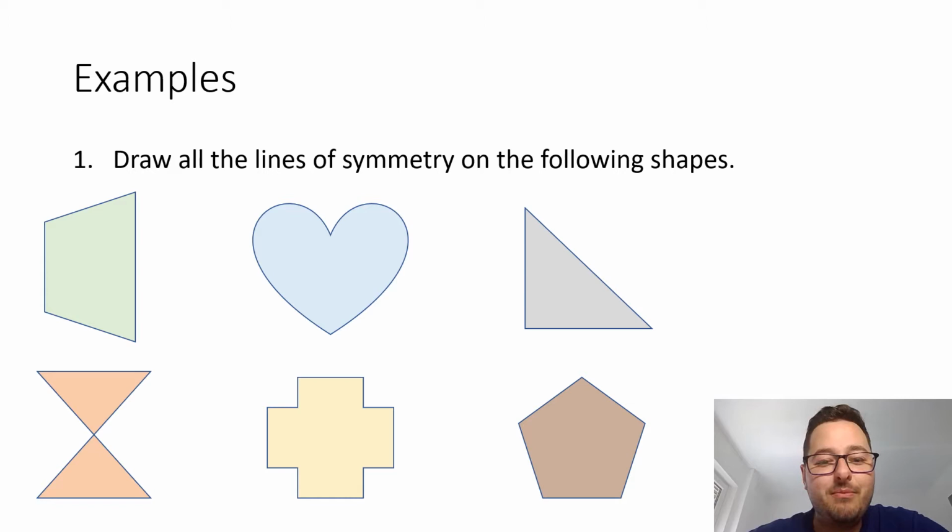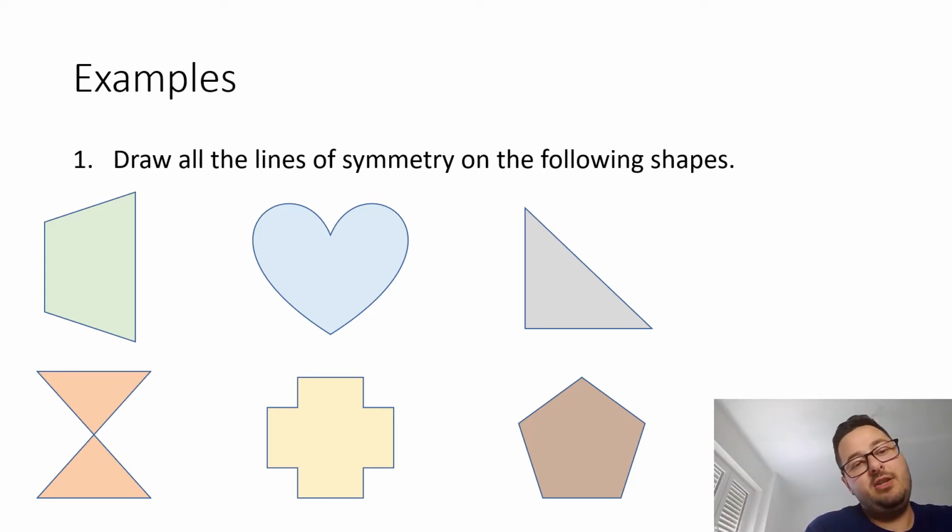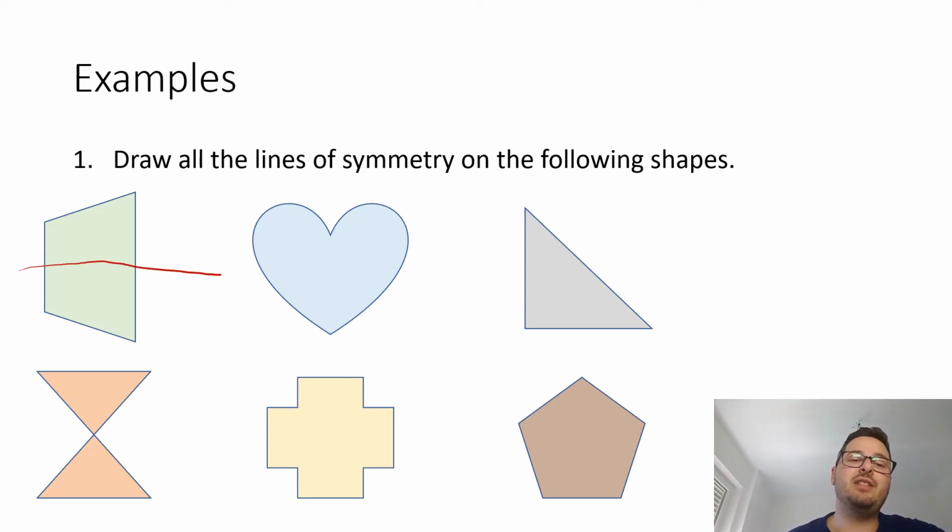Okay, so let's just do them together. So we want to draw all the lines of symmetry on the following shapes. So the first one, we've got a trapezium. So the line of symmetry is going to be a bit like that. Imagine that's a straight line. And that's the only one it's got.